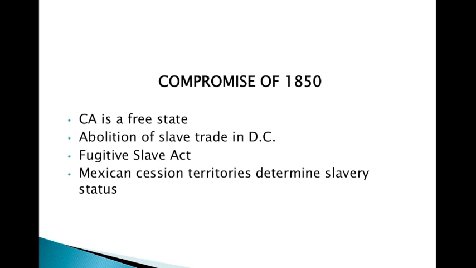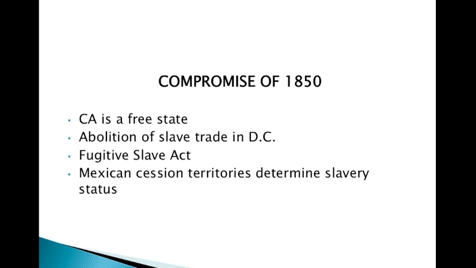It also included a stronger fugitive slave law. It was called the Fugitive Slave Act. The Fugitive Slave Act allowed special federal commissioners to determine the fate of alleged fugitive slaves without the benefits of a jury trial or even testimony by the accused individual. So basically, it allowed the Southerners to get runaway slaves back because the federal government hadn't been enforcing this issue with runaway slaves.